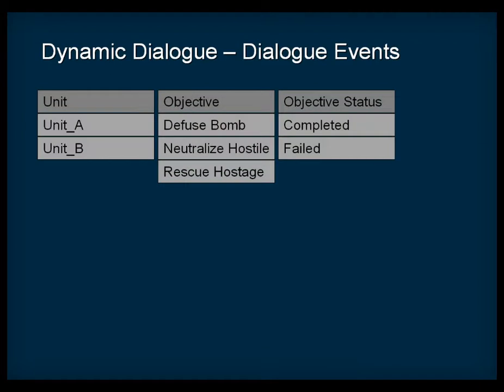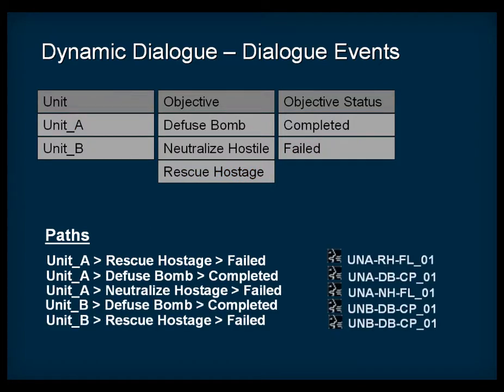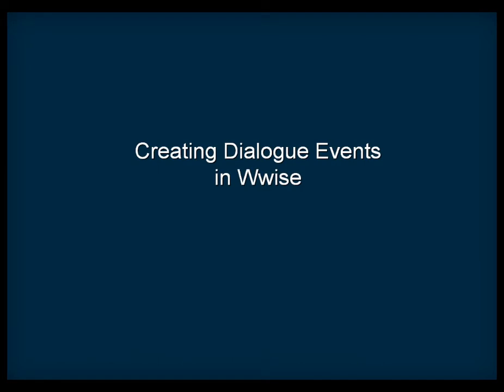These arguments and argument values are added to dialogue events, which are then combined to create paths which recreate the conditions or outcomes in your game. Voice assets are then assigned to these paths. As the game is played, it looks for the argument path that matches the current situation in-game, and then plays the corresponding voice object. Now that you're familiar with the basic components of the dynamic dialogue system, let's look at how you create them in Wwise.